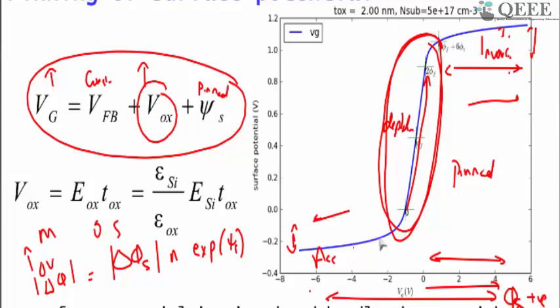Beyond that, in accumulation and in inversion, you cannot extend the depletion approximation into inversion or accumulation, because that's wrong, and you need to solve the full Poisson equation. Sometimes it is called the Poisson-Boltzmann equation. That is because the relationship between charge and the potential is an exponential relationship. That is why it's called the Poisson-Boltzmann equation.